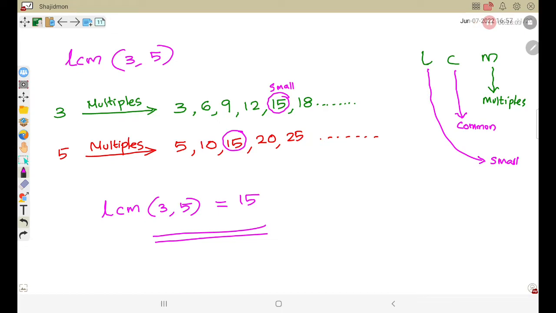So this is the idea to find the LCM of two numbers. I hope you understood. Okay, so we studied two ideas. What are the two ideas? One we studied is GCD, correct? And another one we studied is LCM.